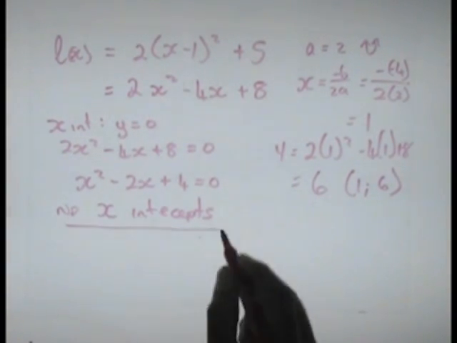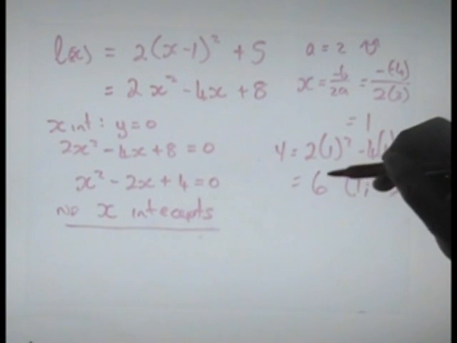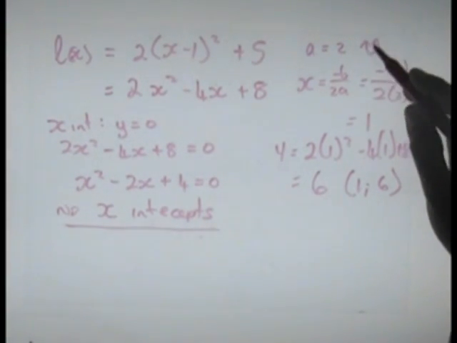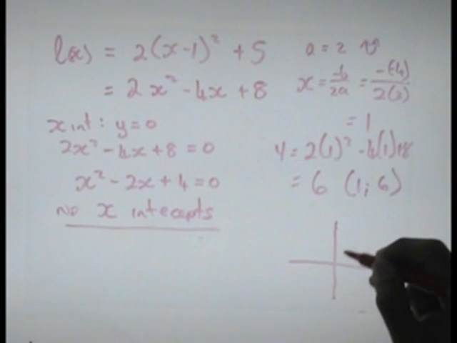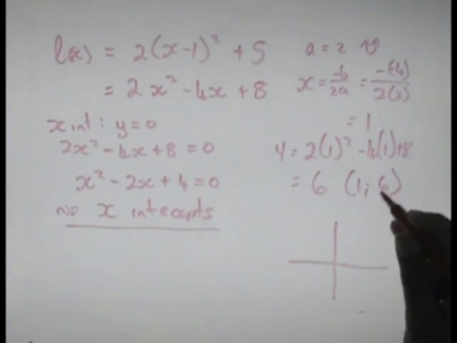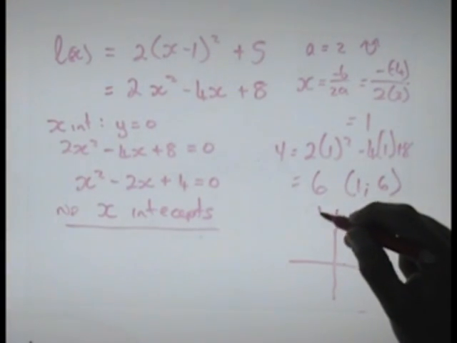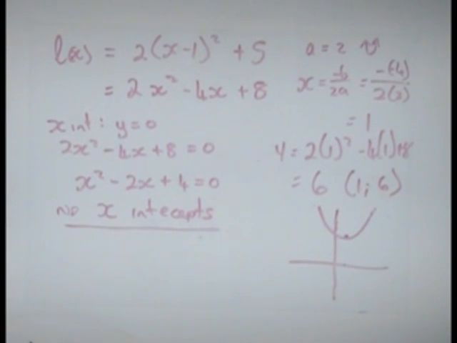Now the reason that there are no x-intercepts, again look at this: our turning point is at 1 and positive 6, but it's a smiley face graph. That means that it's going to be a graph that turns at x is equal to 1, y is equal to 6. It's going to turn over there, but it's a smiley face graph, which means that it's never going to touch the x-axis.